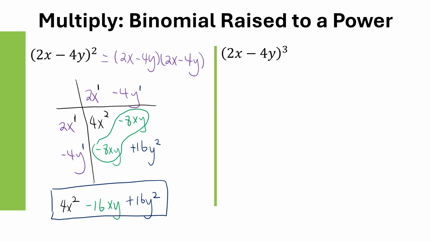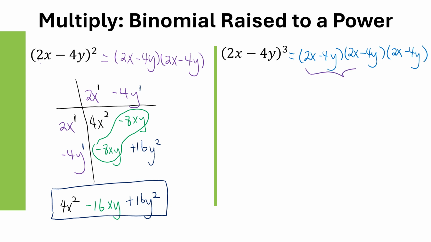So now for our next problem, our binomial is raised to the third power. That means that you're multiplying the binomial by itself 3 times. So we have 2x minus 4y times 2x minus 4y times the third 2x minus 4y. So now we have 3 things to multiply. Therefore, we're going to multiply the first 2 binomials together first.